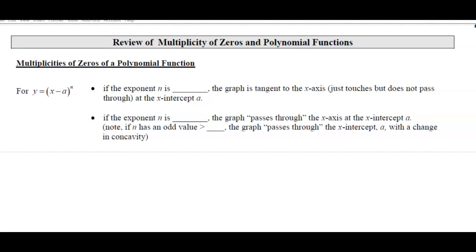So if you have just y equals x minus some number to an exponent, let's fill in the blanks here. If the exponent n is something, the graph is tangent to the x-axis. Tangent to the x-axis, we're not talking about sine, cosine, tan. Different one. So context is important. If it just touches but does not pass through, that's like a U shape. That's a parabola shape. So that happens when the exponent is even. Most common one we've been doing is squared, right?